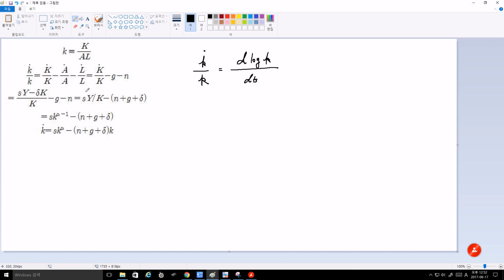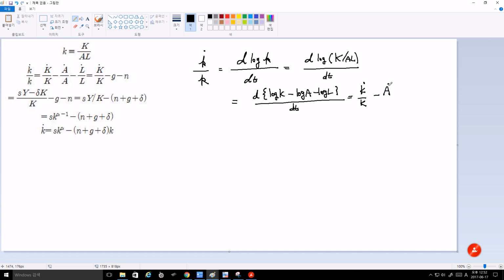And then if we take the log of this, it is d log of K over AL over dt, right? The beauty of the log is that it gives log K minus log A minus log L, over dt. So here we get K dot over K, big K now, not small k, minus A dot over A minus L dot over L, right? Because of this one.